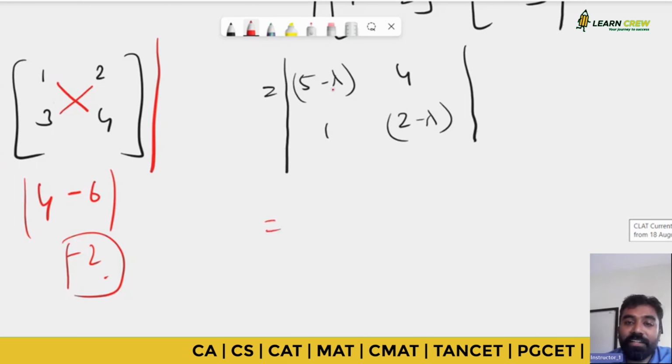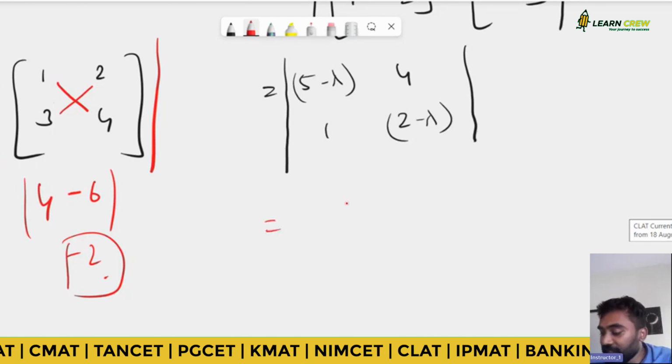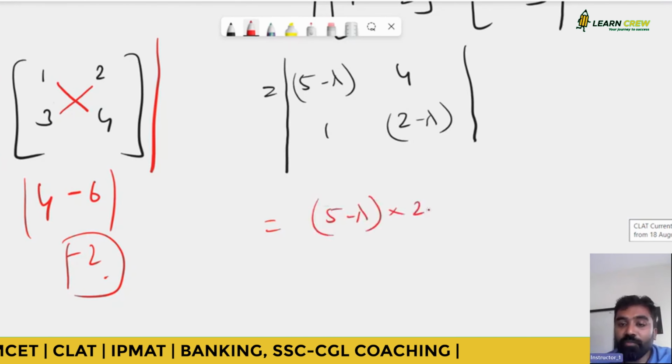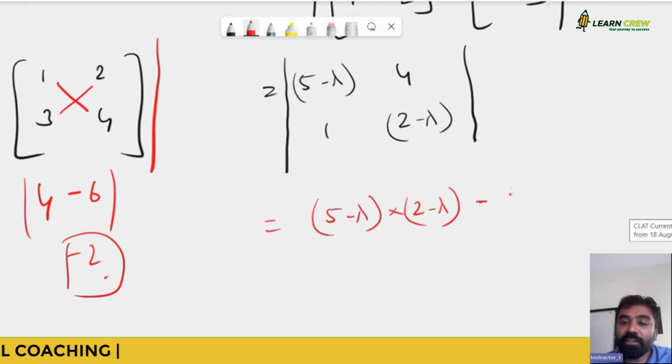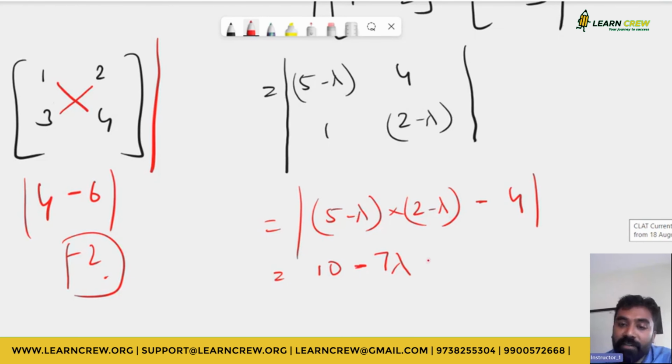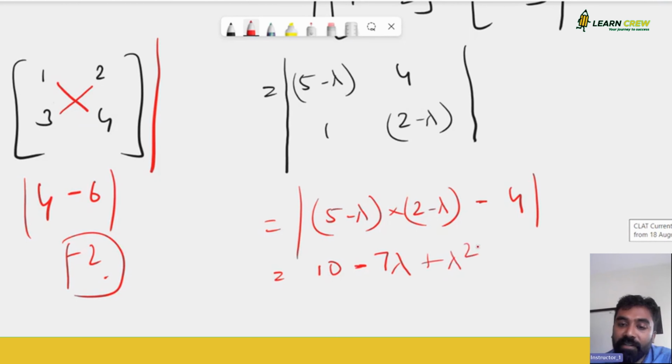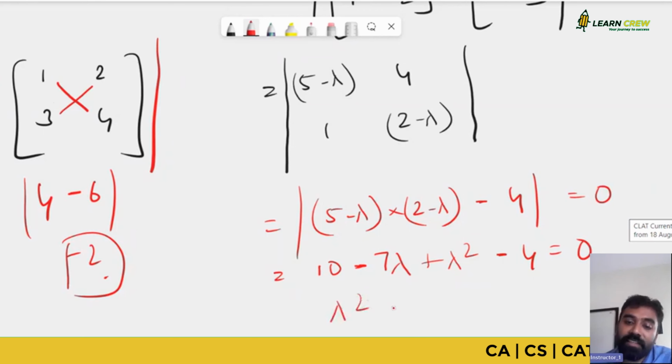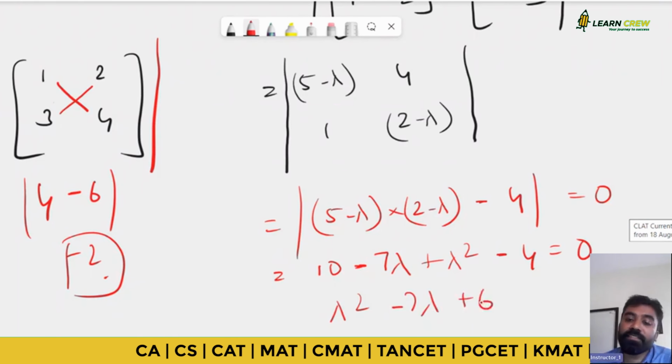The same way, here I can do 5 minus lambda into 2 minus lambda, minus 4 into 1, which is nothing but 4. Now this can be written as 10 minus 5 lambda minus 2 lambda, which is minus 7 lambda. Then lambda into lambda becomes lambda square, minus 4, equal to 0. This entire term is equal to 0. This can be further simplified as lambda square minus 7 lambda plus 6 equal to 0.